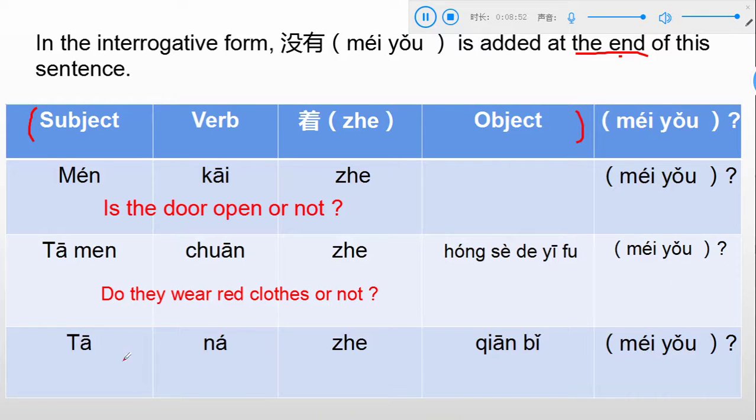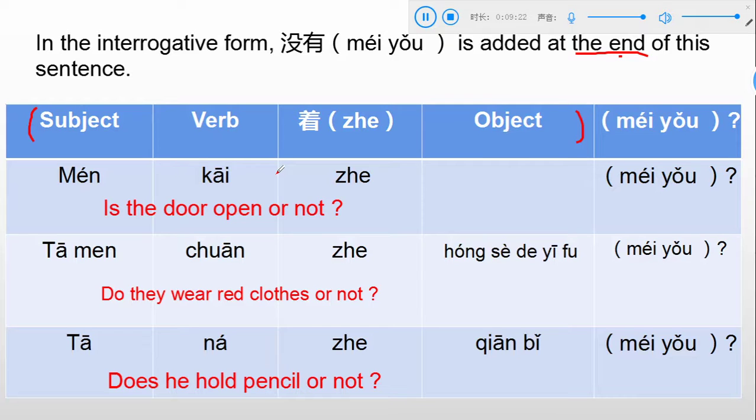Okay, example 3. 第三个，他拿着铅笔, he holds a pencil. With 没有 we say, does he hold a pencil or not? 跟我读，他拿着铅笔没有？ So this is how the interrogative form works.